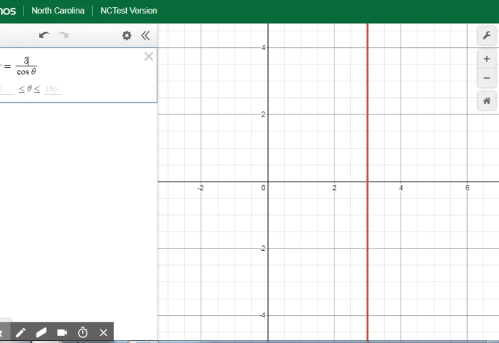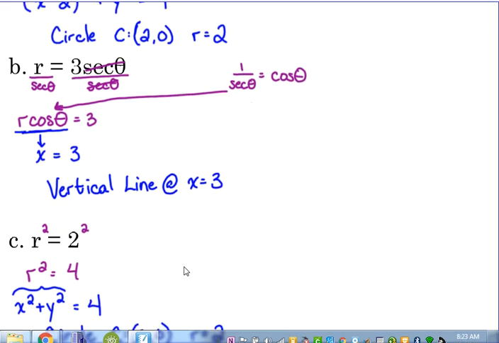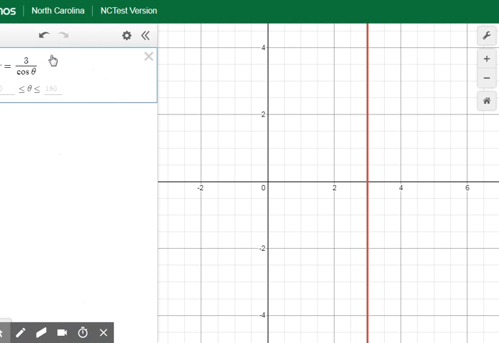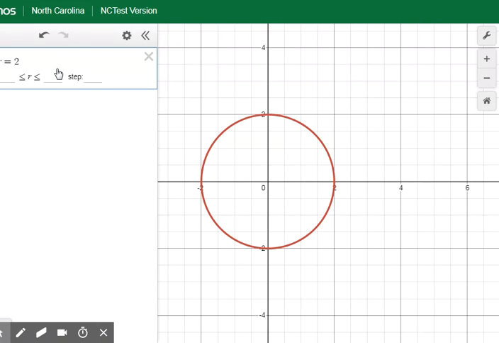Excuse me. Okay, let's see here. What was the other one? r equals 2. Let's see if that'll do that one. Yep, r equals 2. Graphs that circle, centered at the origin, radius of 2.